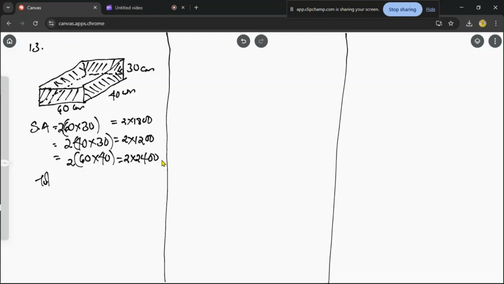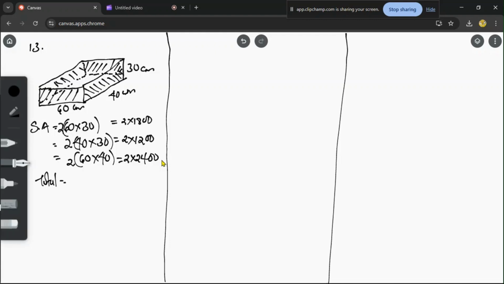So the total will be the sum of these. 18 by 2 gives me 36, then two zeros, plus 24, then two zeros, then 24 by 2 is 48, then two zeros. If we add this, 36 plus 24 gives you 60. Then 60 plus 48 gives us 108, then two zeros. This one is centimeter squared.